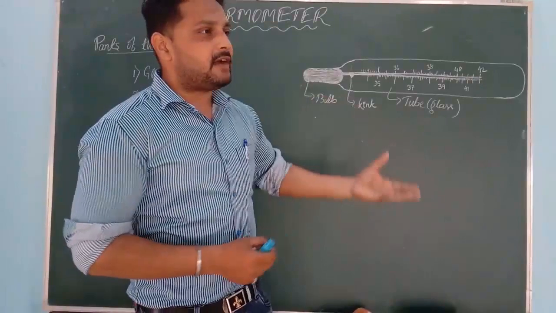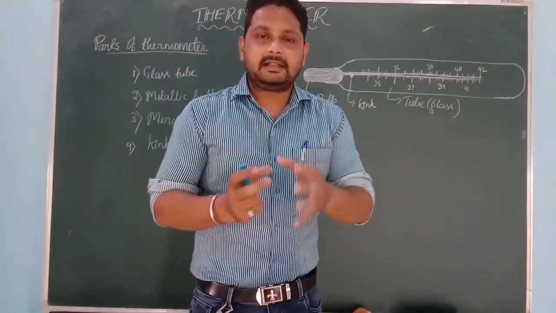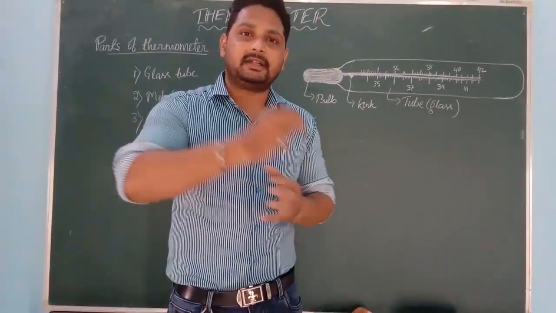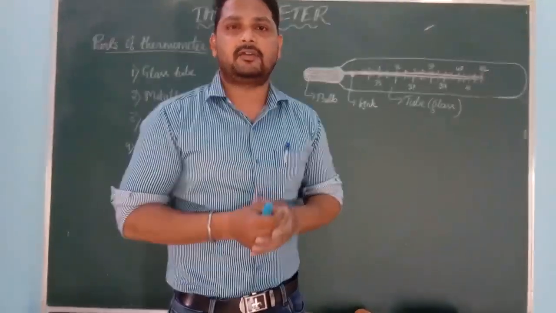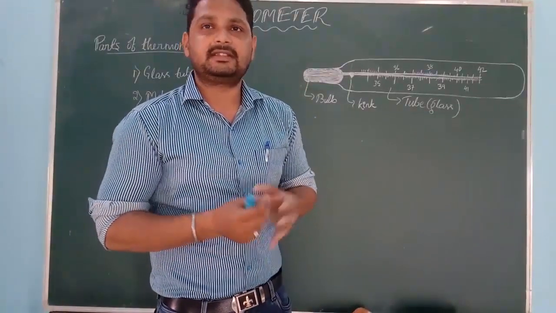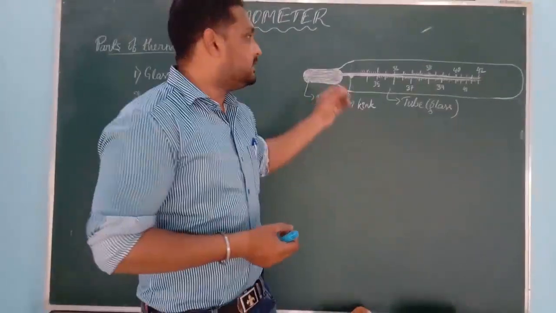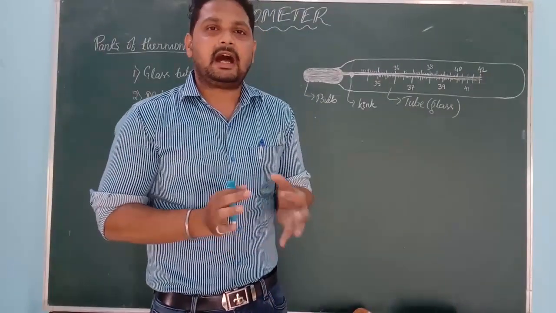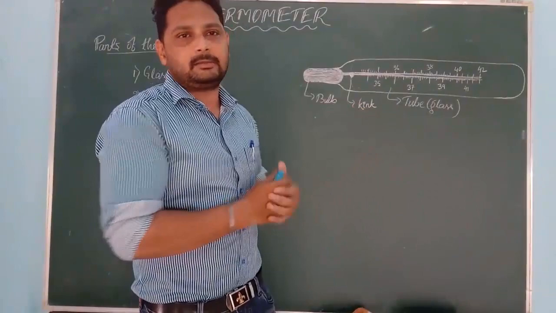Understood? So what would have happened if there was no kink? In the absence of the kink, as soon as the thermometer is removed from the mouth of the person, the mercury will again start dropping down. Since the temperature will decrease, the exact body temperature can't be measured. So this is how a clinical thermometer works.